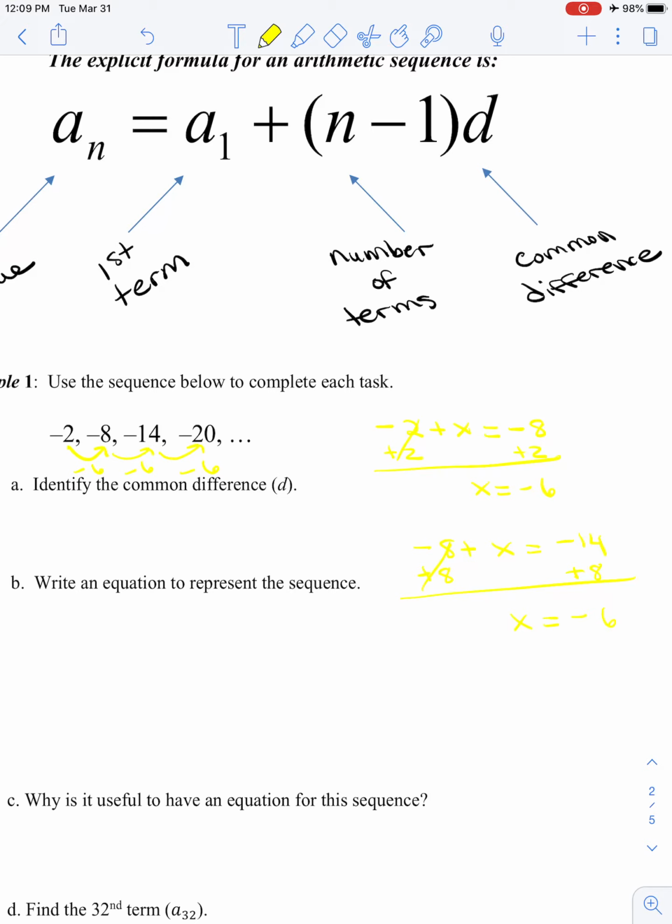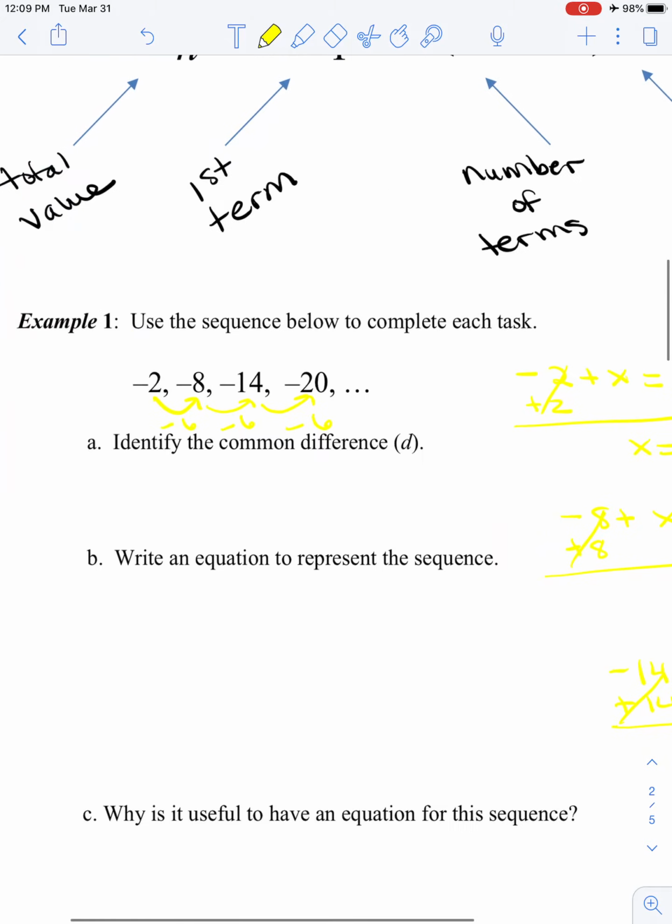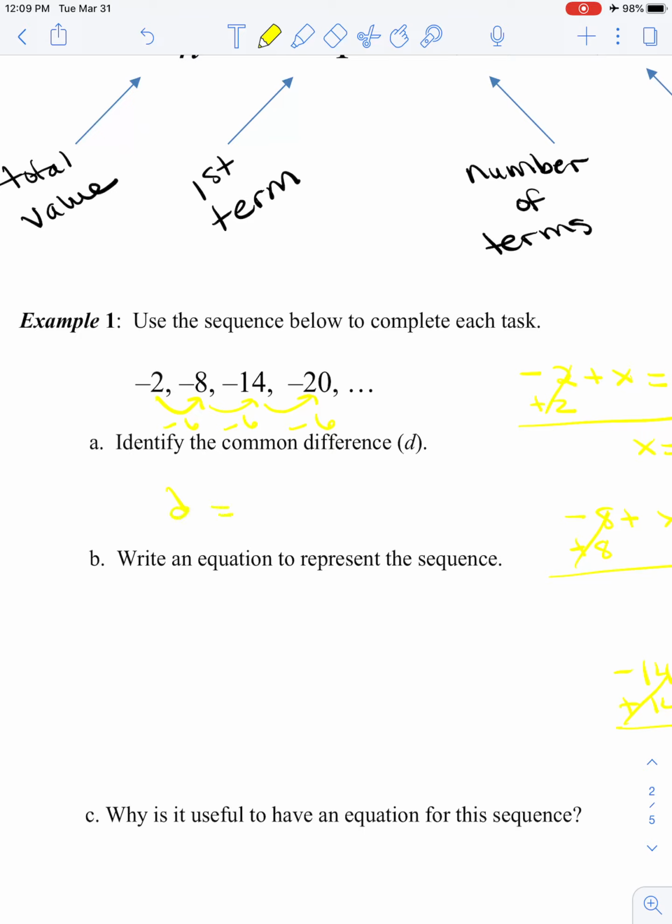Same thing would occur here. If you said -14 plus something is -20, if you were to solve, that something would be -6. So the common difference here is -6. That's the number that I'd be adding from the first term to get to the second term, or third term to get to the fourth term, and so on. Okay, so now I need to write an equation to represent this sequence.